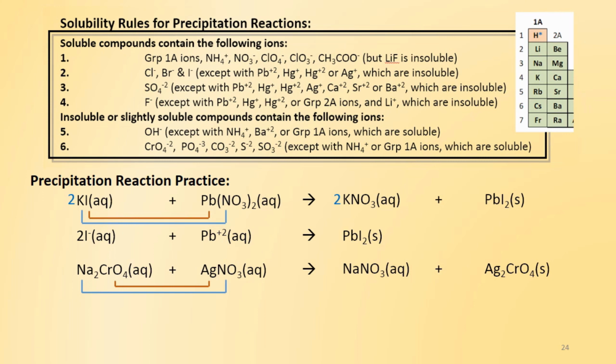Let's balance the equation. I see 2 silvers on the right, but only 1 on the left, and I see 2 sodiums on the left and 1 on the right. So if we double up on the silver nitrate and double up on the sodium nitrate, that's balanced. Now let's eliminate the spectator ions, sodium and nitrate, leaving us with the net ionic equation, chromate ion plus silver ion makes silver chromate solid precipitate.